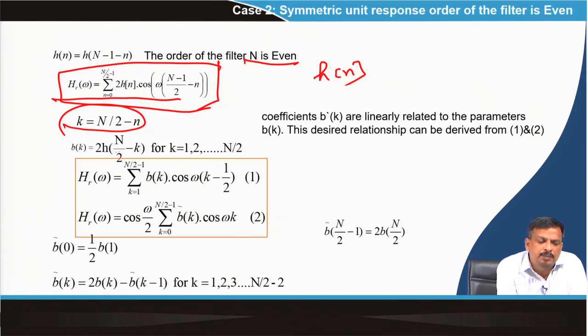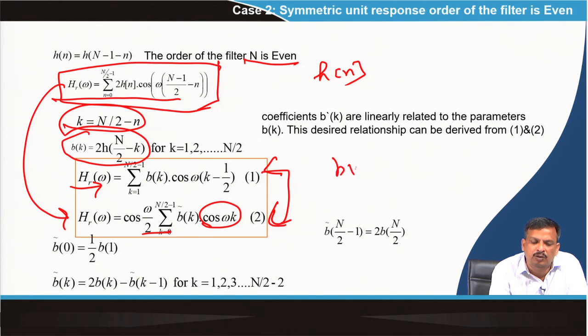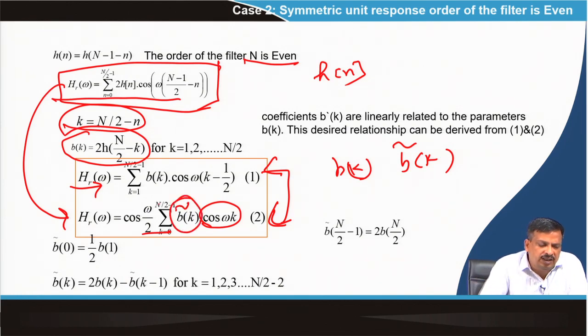Then I define b_k equal to this, and I can rewrite H_R(omega) as cos(omega/2) times the sum of b-cap_k cos(omega k). This is my first equation and this is my second one, and the difference between the two equations is the relationship between b_k and b-cap_k. If I equate 1 and 2, you can derive this relationship.